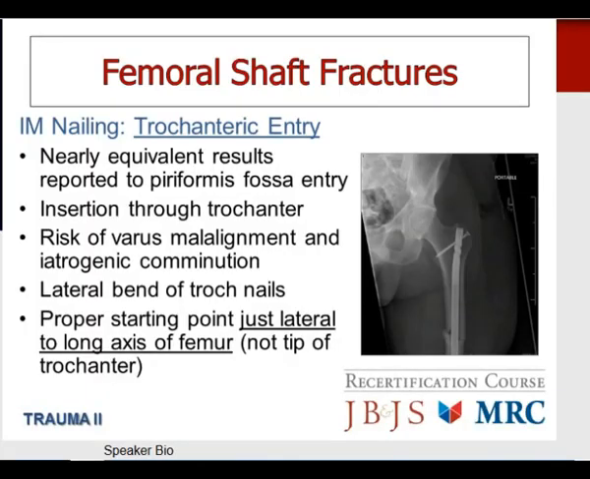Trochanteric entry has come into favor quite recently, and the results of trochanteric entry femoral nailing have been nearly equivalent to those reported for piriformis fossa entry. The nail is inserted through the greater trochanter. There is a risk of varus malalignment as well as a risk of iatrogenic comminution with use of this technique. This is somewhat ameliorated by the lateral bend of the trochanteric nails, but the proper starting point remains important, and the proper starting point for trochanteric nailing is just lateral to the long axis of the femur, which may or may not be the tip of the trochanter.